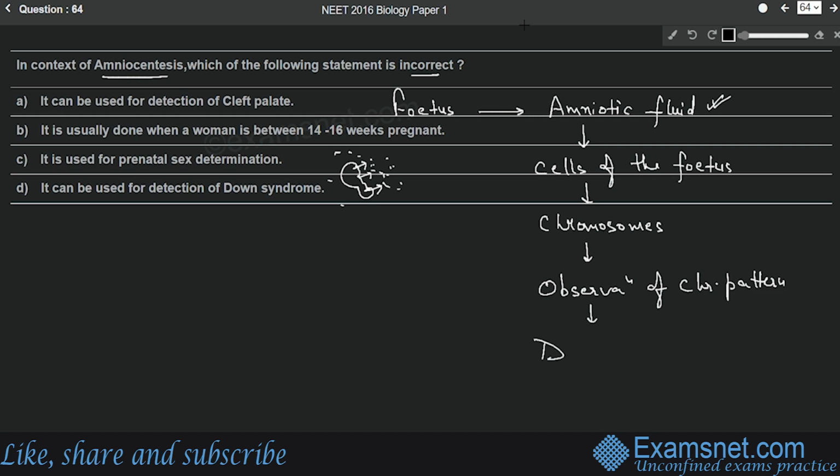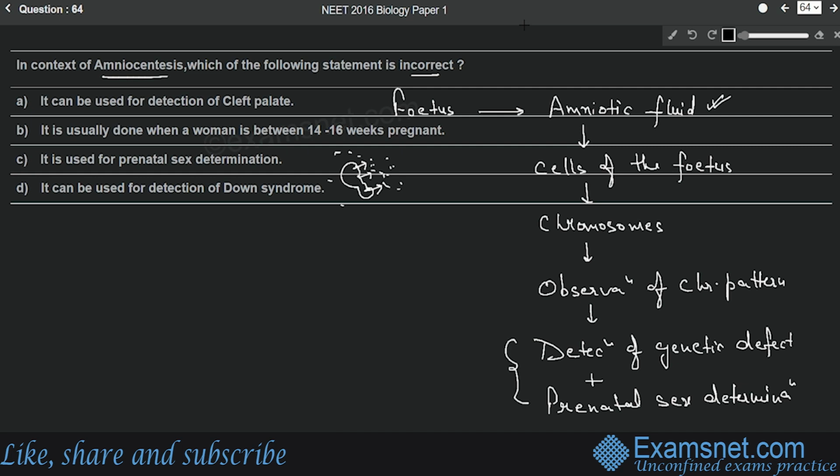and it is used for the detection of genetic defects in the fetus, or for the prenatal sex determination of the fetus. So both of these are uses of amniocentesis. Now it is done mostly during the second trimester. Sometimes it can also be done during the third trimester, but mostly during second trimester, that is about 14 to 16 weeks of the pregnancy.